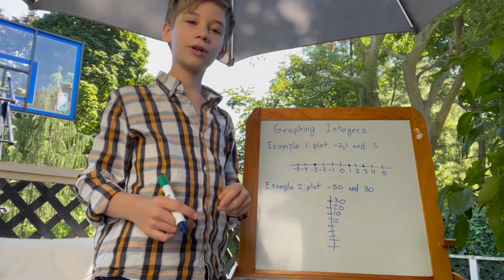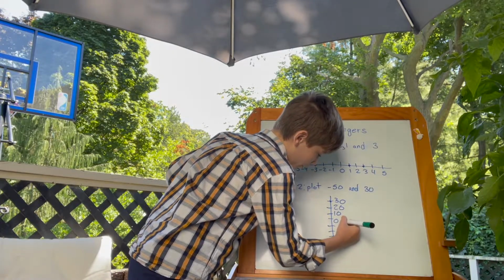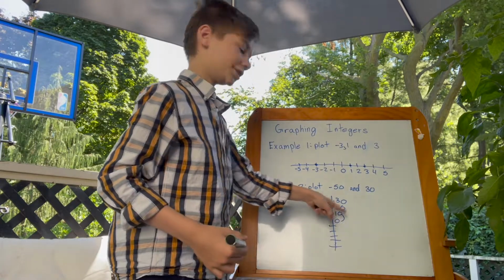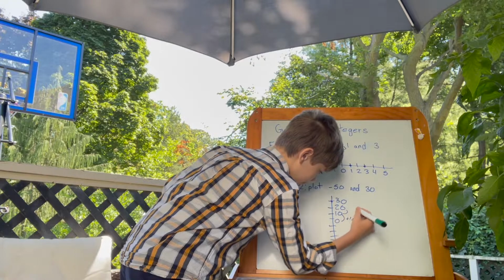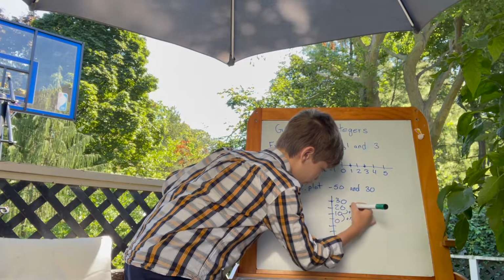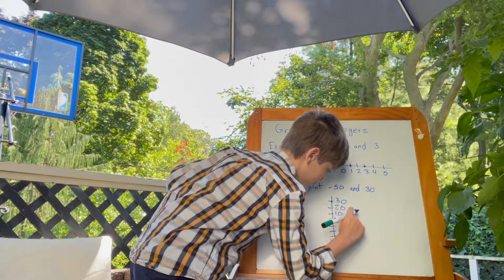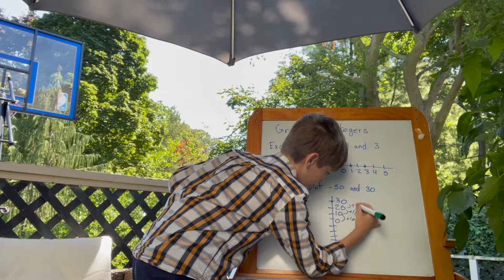But we see a pattern. We're not going up by ones, so we have to check. So 0 to 10 is +10. 10 to 20 is +10. 20 to 30, that's +10.